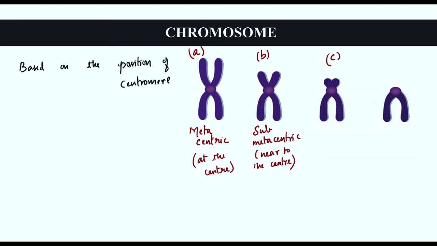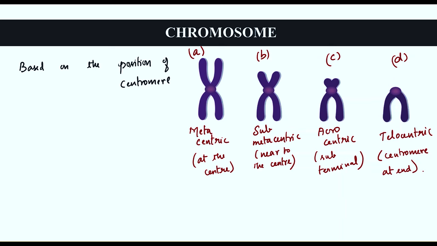Take the picture C, where the centromere is present. It is going at the end of this, right? It is called as acrocentric. Yes, this is called as the acrocentric, which is present at the subterminal of the chromosome. Fine. If we take the picture D, where this centromere is present almost at the end, right? So this is called as the telocentric, which has the centromere at the end. So this is based on the position of the centromere.